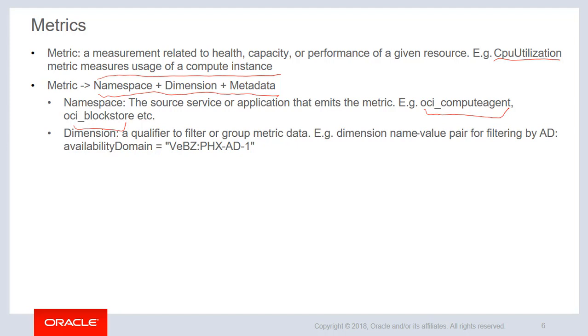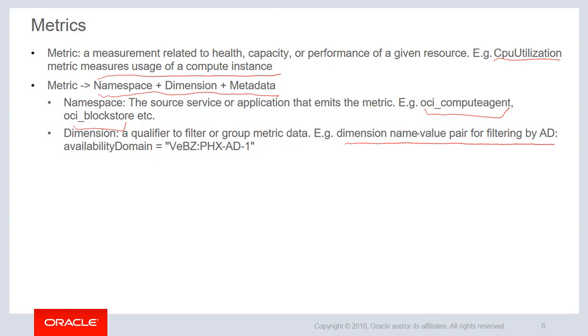So let's say you are surfacing metrics for a lot of your compute instances. You can further filter your results by using a name value pair, like an availability domain. So you could say, show me the metrics only for instances running in AD1 or AD2, right? Again, we'll see this in the demo.